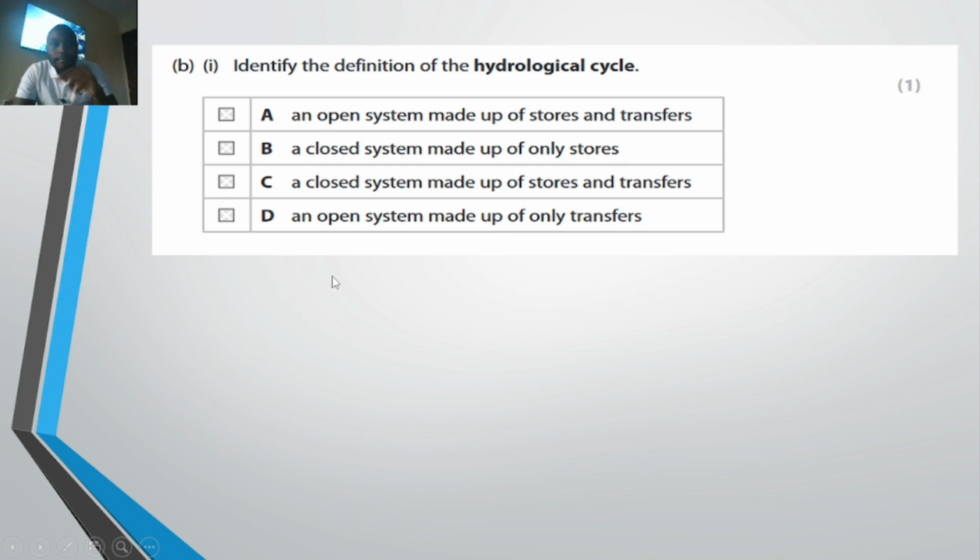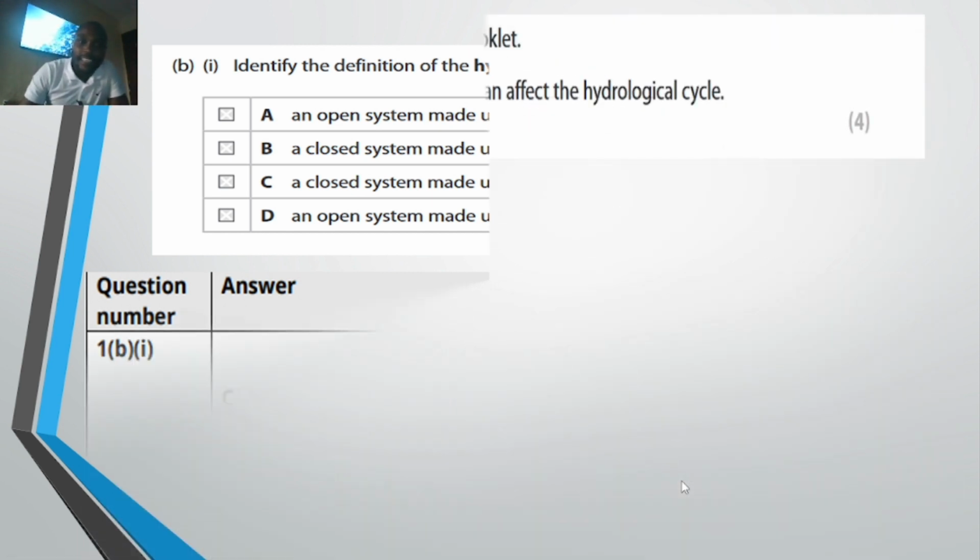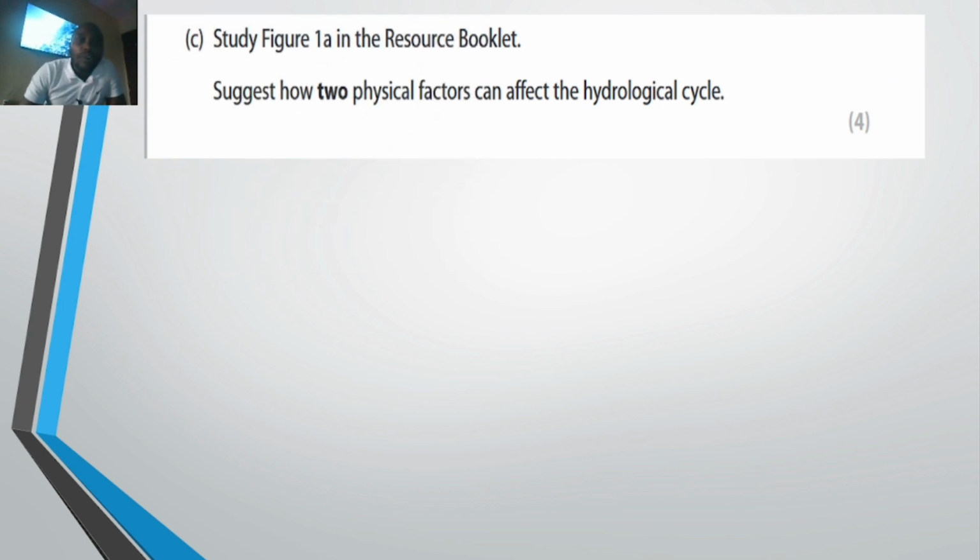And then the last one, D, an open system made up of only transfers. Wrong. First, open system not possible, and only transfers not possible. So that's the answer. So A, closed system, that is the answer. Then A and D are incorrect as they describe open systems. Okay, that is clear. Now you go to these.